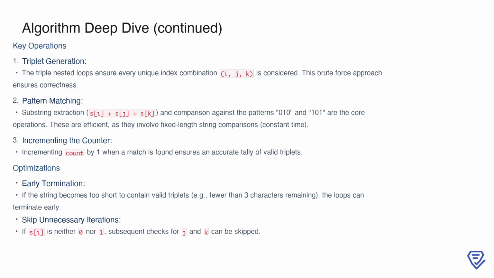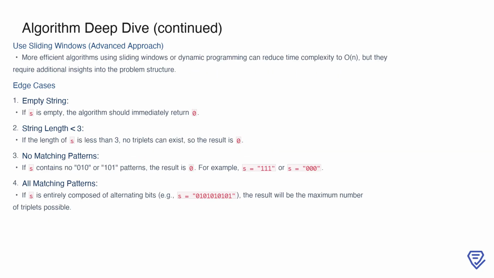For instance, the loops can terminate early if the remaining portion of the string is too short to form a triplet. Additionally, unnecessary iterations can be skipped if s[i] is neither 0 nor 1, as it cannot contribute to a valid pattern. For more advanced approaches, sliding windows or dynamic programming techniques can reduce the time complexity significantly, bringing it down to O(n). These methods leverage the structure of the problem to avoid redundant computations.